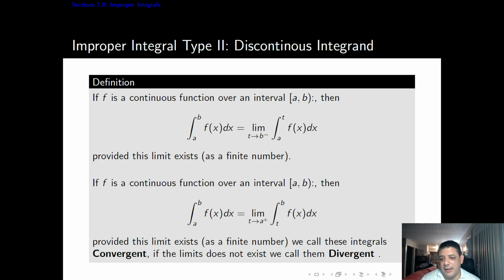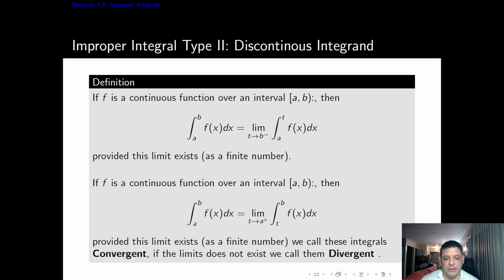So let's assume that we have the interval a b, and then from a to b we can take the limit when t goes to b by the left side of the integral from a to t of f of x dx, and provided that this limit is a finite number, then we can call this integral convergent. We can have the same thing happening with the left side. So disregard this part here, with the interval being open in a and closed in b.